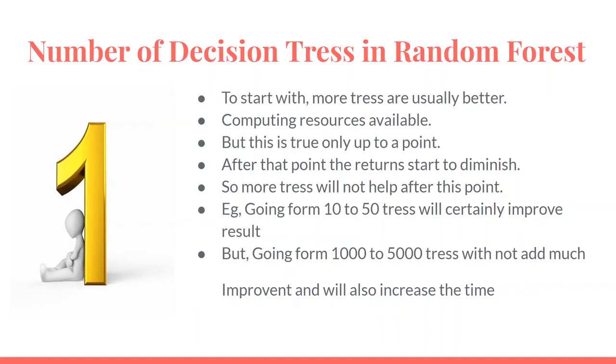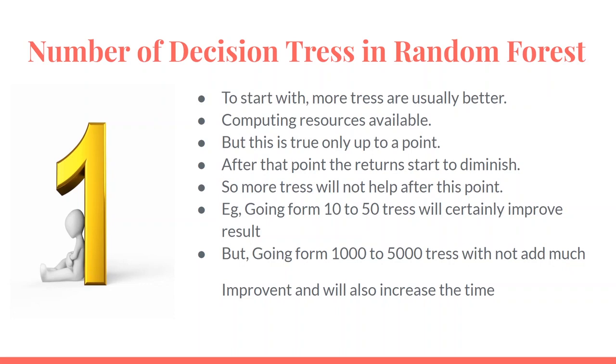If you take a lot of decision trees, your computer or your server where the algorithm is running can get overwhelmed and overloaded, and the memory can crash. Increasing the number of decision trees helps only up to a point. After that point, the returns start to diminish, so adding more decision trees will not increase the efficiency of the algorithm. For example, going from 10 to 50 trees will certainly improve the result, but going from 1000 to 5000 trees will not add much improvement and will also increase the computing time. So this is in a way a trade-off between the computing time and the efficiency of the algorithm.